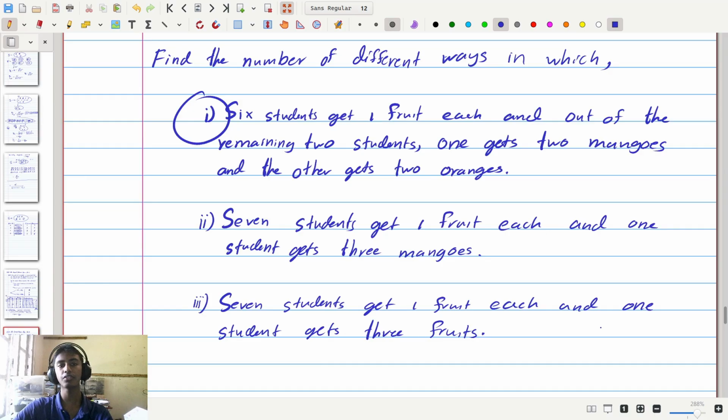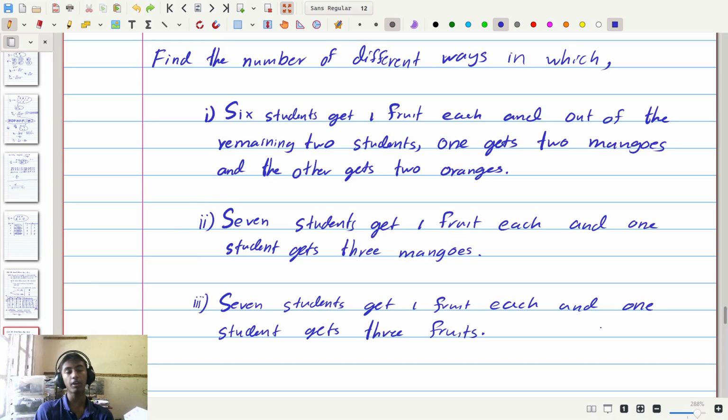The first question says, find the number of different ways in which 6 students get 1 fruit each, and out of the remaining 2 students, 1 gets 2 mangoes and the other gets 2 oranges. This means one guy gets 2 mangoes, 1 gets 2 oranges, and the other 6 can get random fruits from what's left over. The second question says, find the different number of ways in which 7 students get 1 fruit each and 1 student gets 3 mangoes.